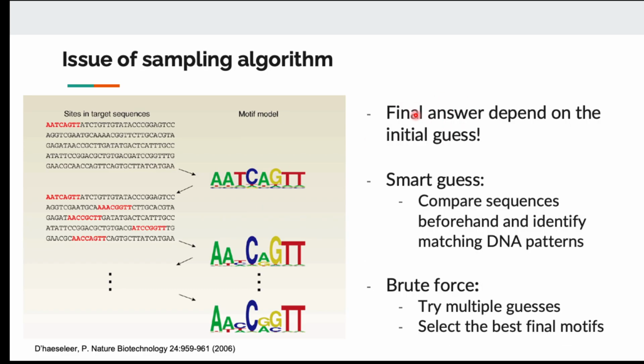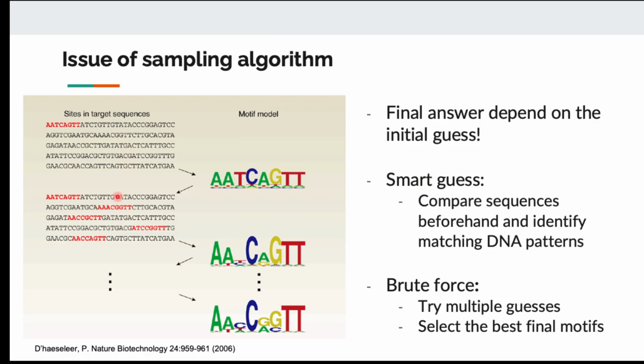And I'm going to use this opportunity to introduce you to another kind of thinking in bioinformatics algorithms. These are algorithms where we need to sample some guess, we need to make some guess, and the final answer depends on the initial one. There are two ways that we can solve this problem. First, we can make the first guess smarter.